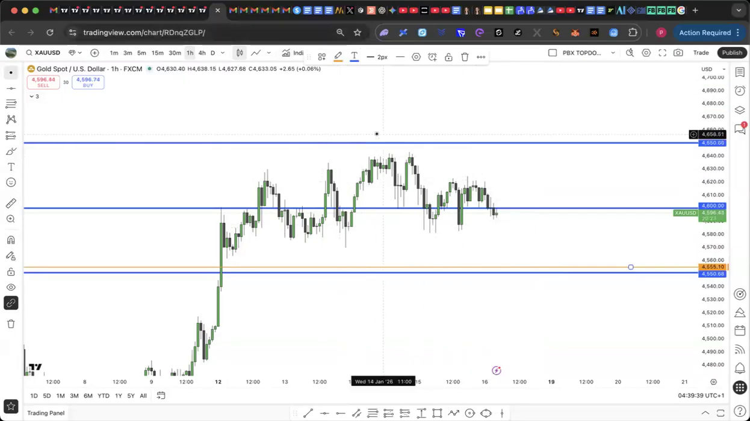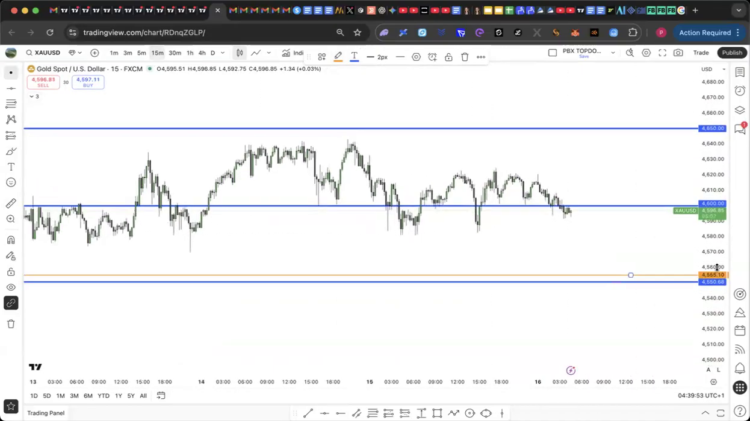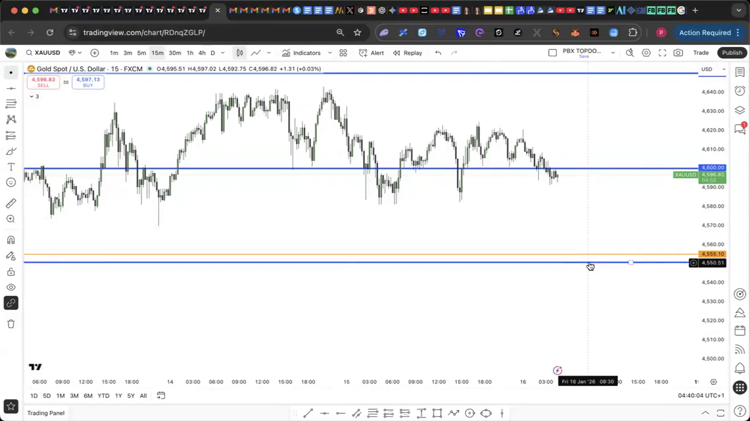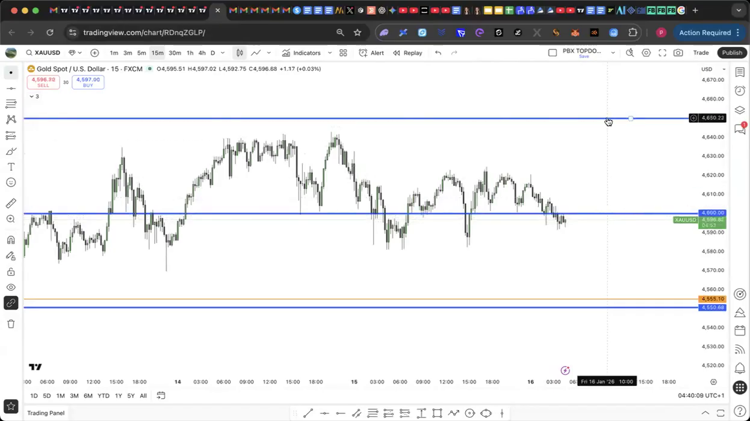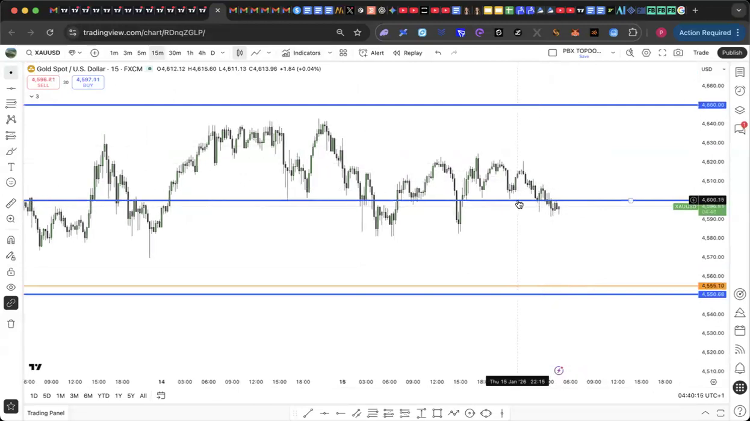To do this, you can always do it in 4 hours, in 1 hour. Then when you are going to do the small lines, just go to 15 minutes. Very simple. So now we're in 15 minutes, and I'm going to make these lines. From this point to this point is 500 pips, and this point to this point is 500 pips. So I've delineated the market into 500 pips, and simple.